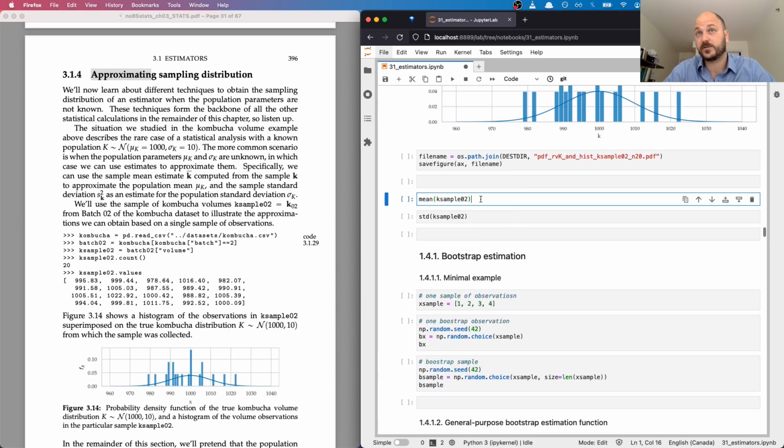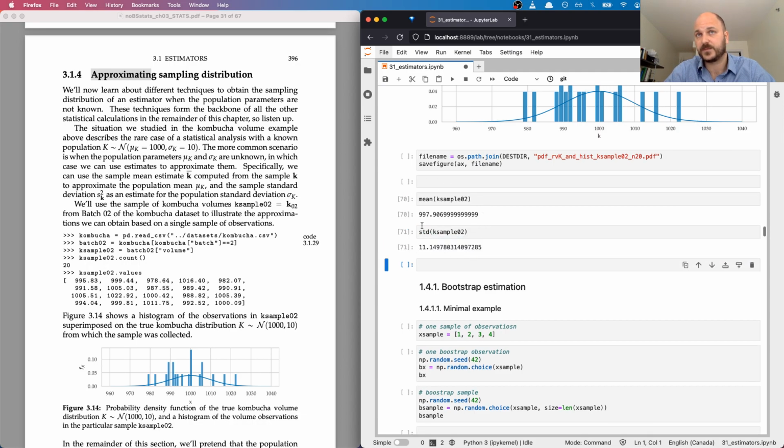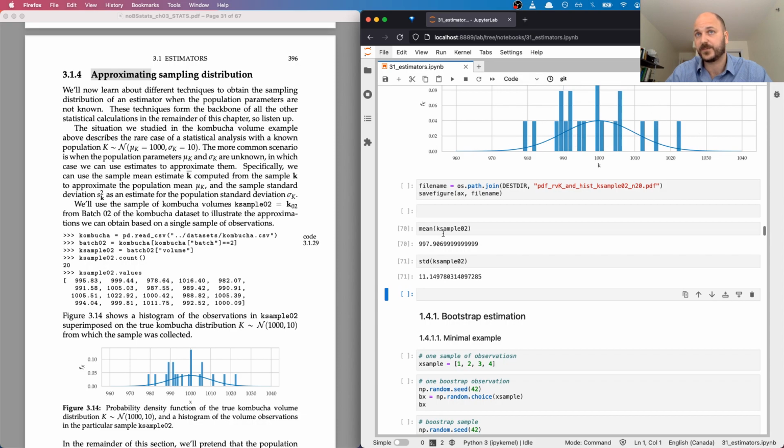Okay, so the first thing we can do is compute the mean from that sample and the standard deviation. So remember, we don't know what the population is. So at this point, our best guess about the population mean is 997.9. The true mean is 1,000, but we don't know that, so this is our best guess. And similarly, the true standard deviation is 10, but from our estimate of this sample, the histogram you see here, is 11.15.